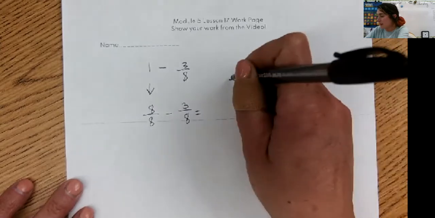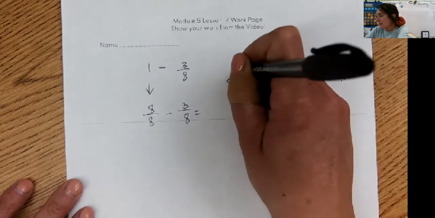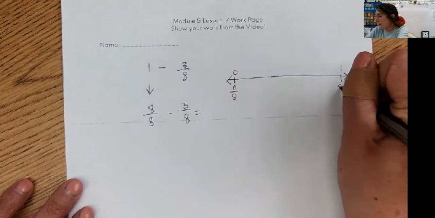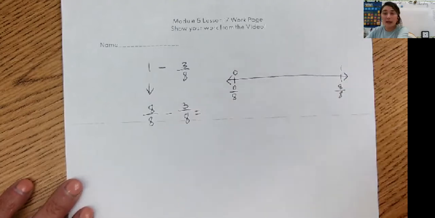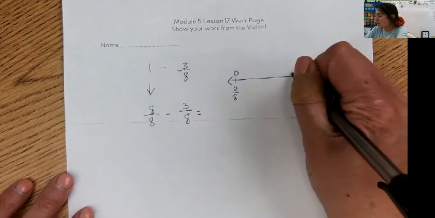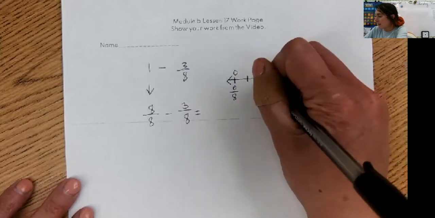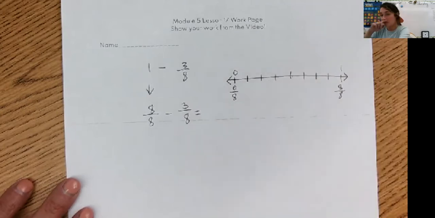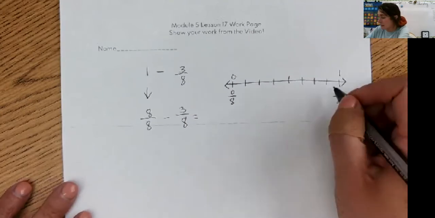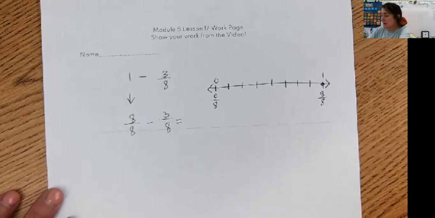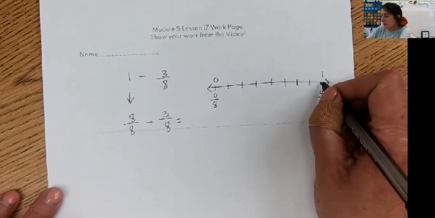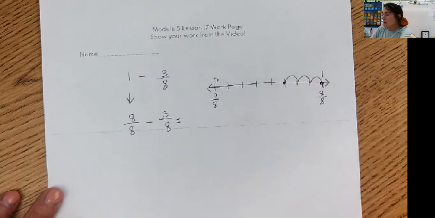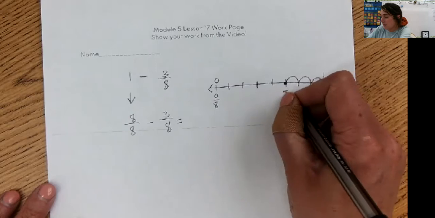I have my number line with 0 and 1 whole, 0/8, 8/8. I'm going to split up my number line to show those eighths. 1/8, 2/8, 3/8, 4/8, 5/8, 6/8, 7/8. And I'm subtracting 3/8. So I'm starting at 1 and subtracting 3/8. So 1, 2, 3. So what answer have I landed on? I've landed on 5/8.